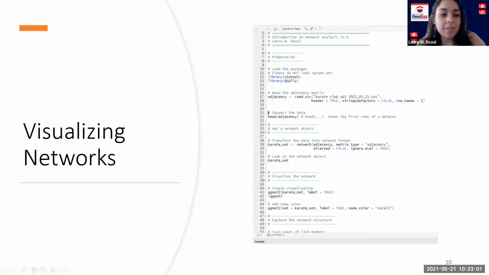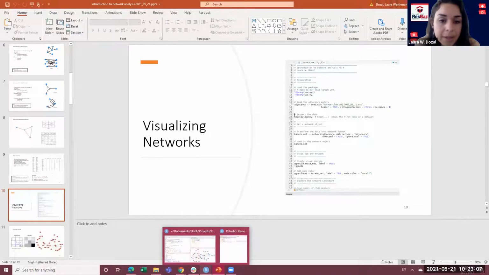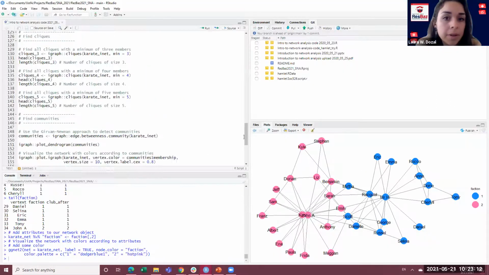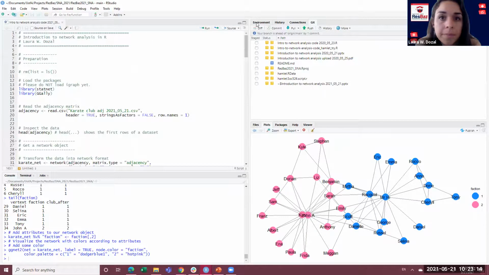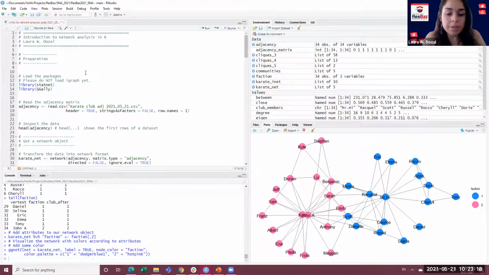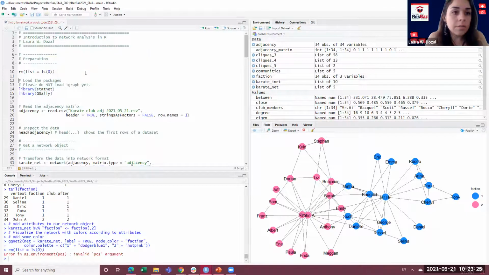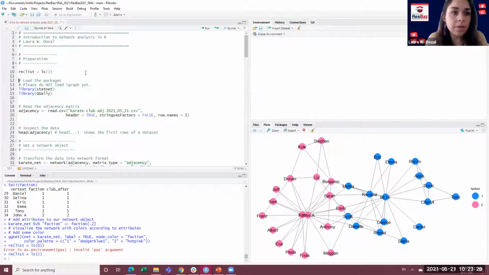Okay, so let's get to the fun part. Let's go to R. And I have it all set up here. So essentially, I'm just going to start over, so we could all be on the same page.